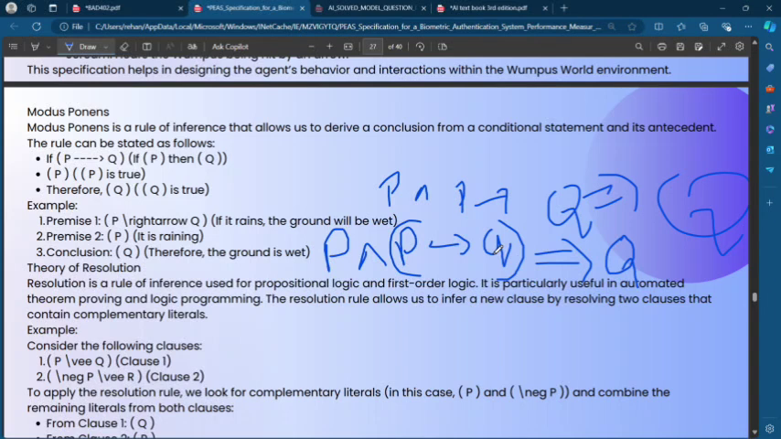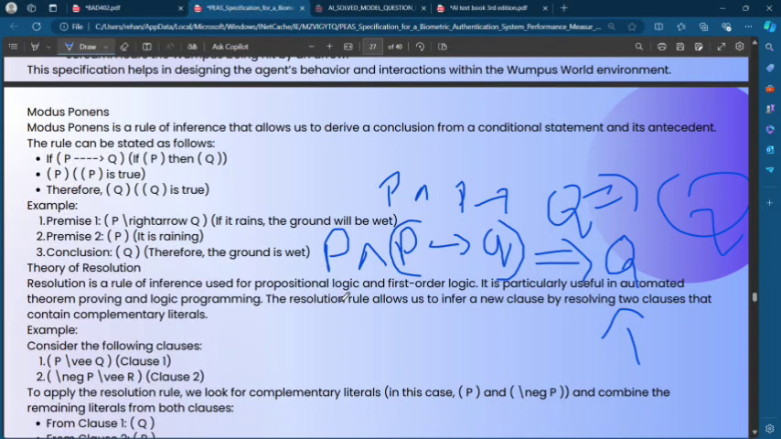To explain this, you just have to say that, suppose P: if it rains, the ground will be wet. So this is if P, then Q. If it rains, the ground will be wet, and it is raining. Therefore, the ground is wet. You understood how you got Q here? Simple thing. We are proving a logic over here for an AI machine.